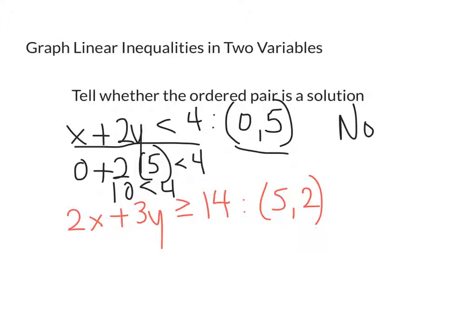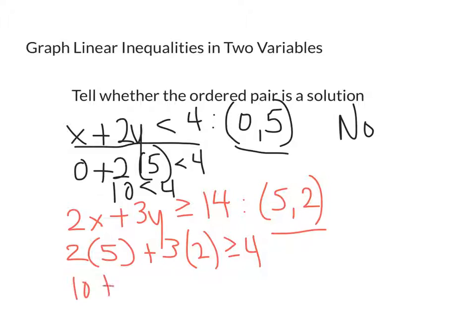So let's try this next one here. 2x plus 3y is greater than or equal to 14. We're going to plug in this point and see if it's a solution. For the x, we're going to do 2 times 5 plus 3 times 2 is greater than or equal to 14. And this is just like testing points on a line, except there are a lot more solutions because there's all the shaded area, which we'll get to in a minute. So this is going to be 10 plus 6, and 16 is greater than or equal to 14. So yes, that's a yes there.